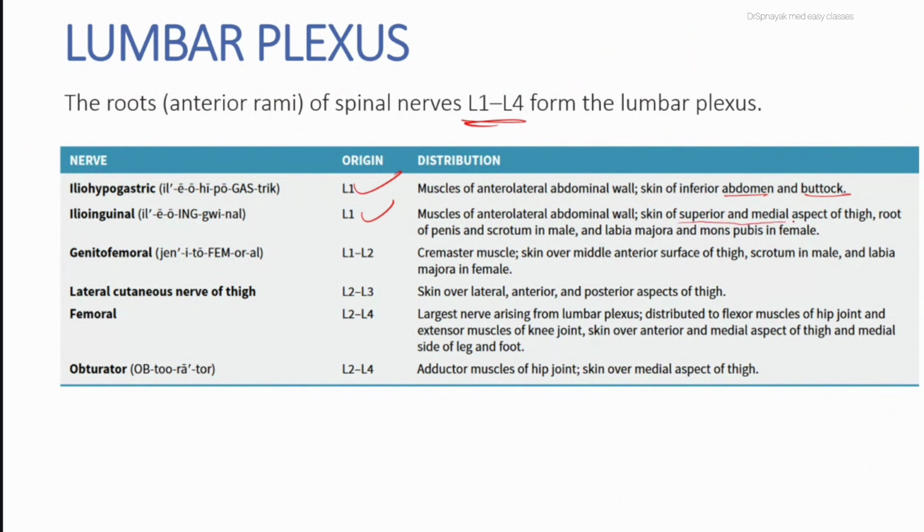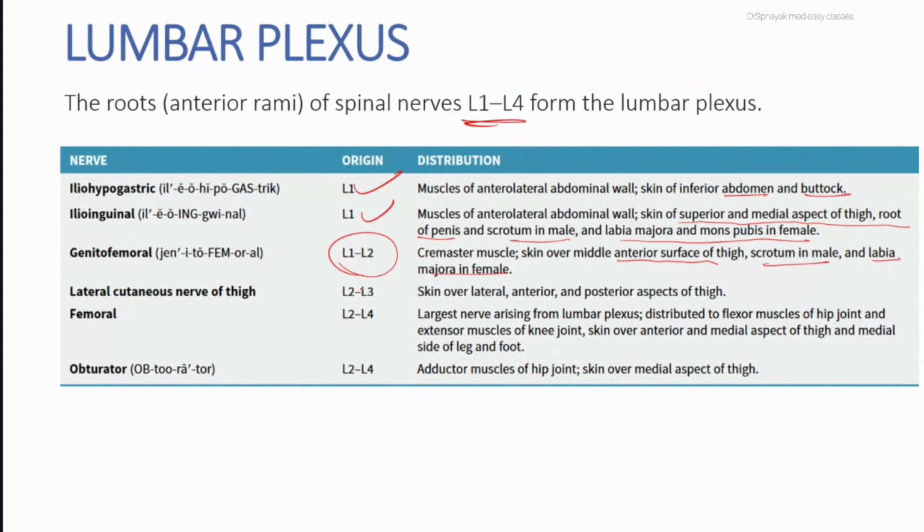the skin of the superior and medial aspect of the thigh, root of the penis and scrotum in male, and the labia majora and mons pubis in the female. So this supplies the anterolateral abdominal wall and some parts of the thigh and the genital areas in both males and females. There is the genitofemoral nerve which originates from L1 to L2 and supplies the cremaster muscle, skin over the middle anterior surface of the thigh, scrotum in male, and labia majora in female.